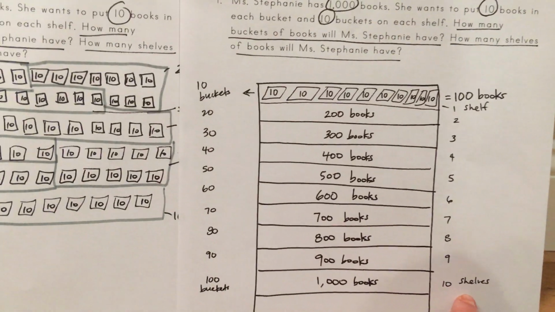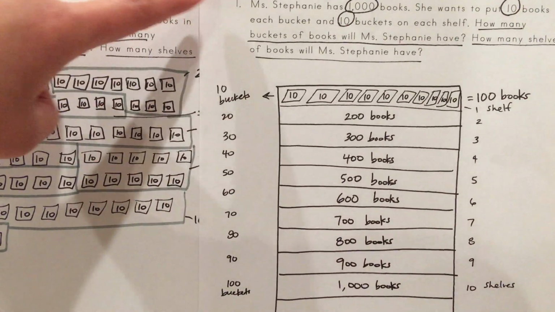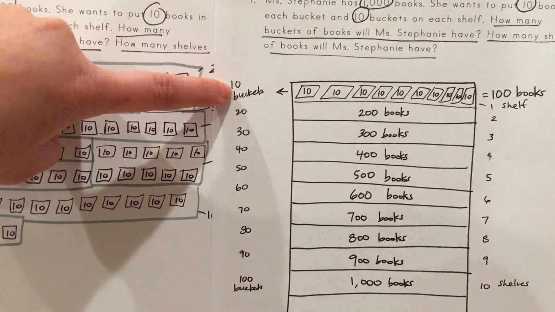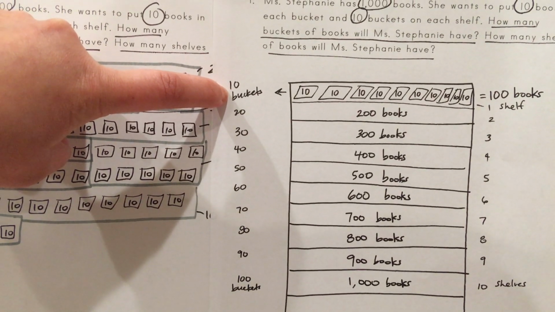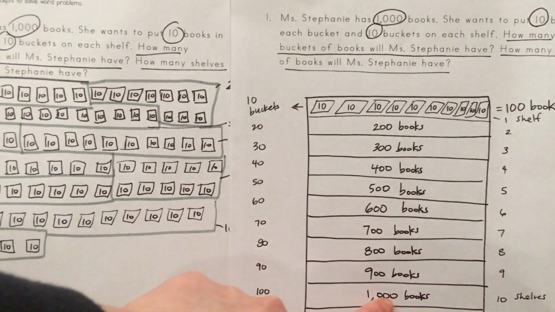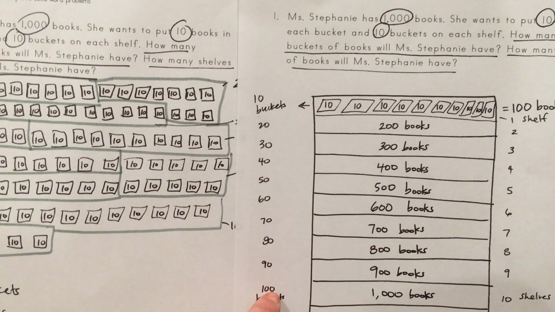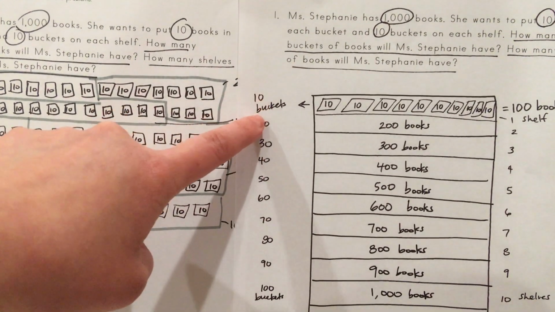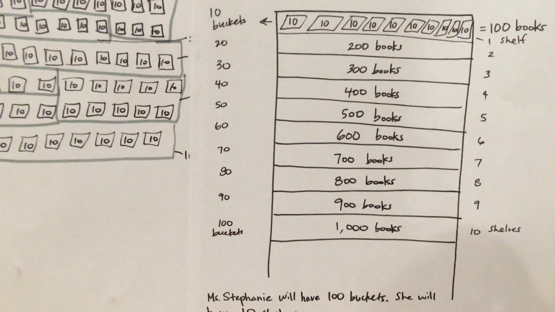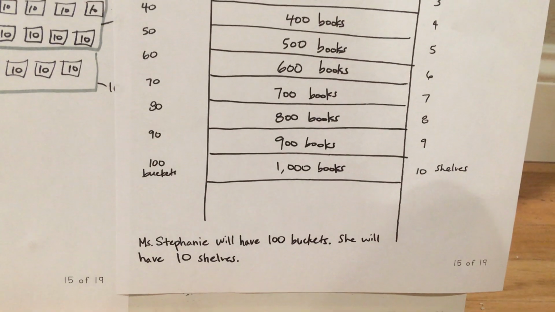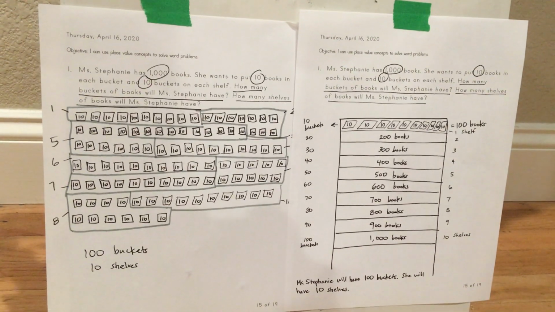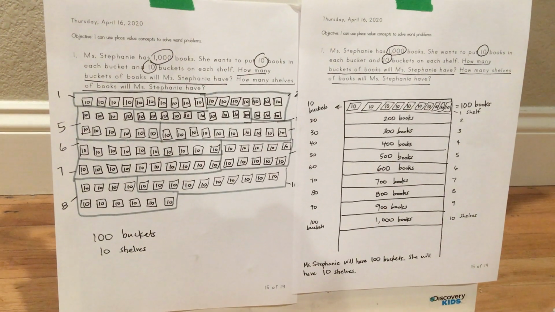10 shelves. And then I wanted to know, the first question was how many buckets of books? So if one shelf held 10 buckets, how many buckets would I have in total? And so if I have 1,000 books, by the time I got there, I would end up with 100 buckets, 10, 20, 30, 40, 50, 60, 70, 80, 90, 100 buckets. So Miss Stephanie will have 100 buckets and she will have 10 shelves. So I'm counting by tens in both strategies.